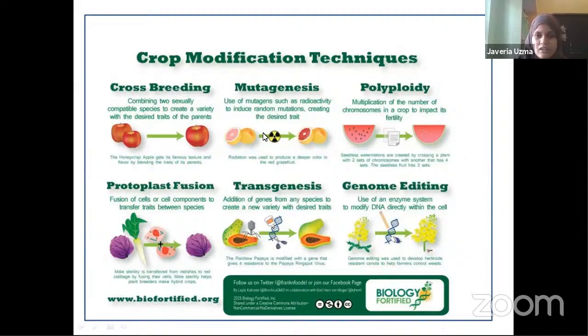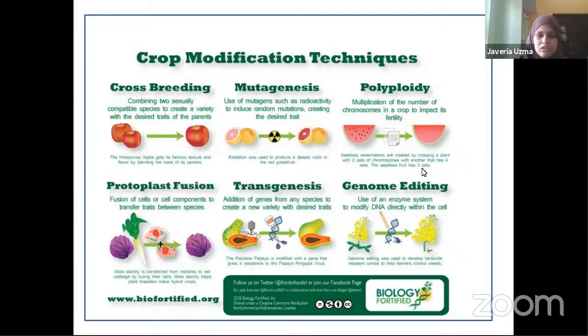Coming to mutagenesis, here we introduce certain mutagens to improve the qualities. So use of mutagens such as radioactivity to induce random mutations, creating the desired trait. Next one is polyploidy, where we can multiply the number of chromosomes and which create certain important characteristics like seedless watermelons. Seedless watermelons are created by crossing a plant with 2 sets of chromosomes with another that has 4 sets. The seedless fruit has 3 sets. So if you cross 2 watermelons, one with diploid nature and one with polyploid nature, that is 4 sets of chromosomes, you will get a seedless fruit variety where you have 3 sets of chromosomes.